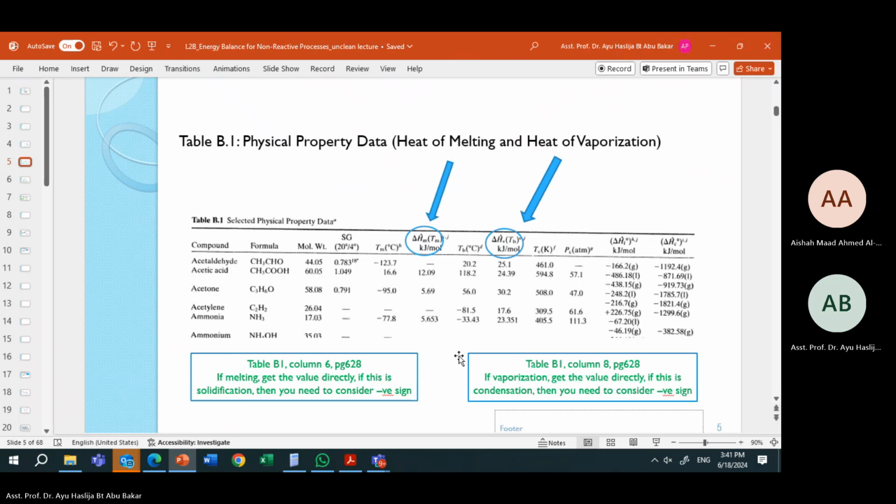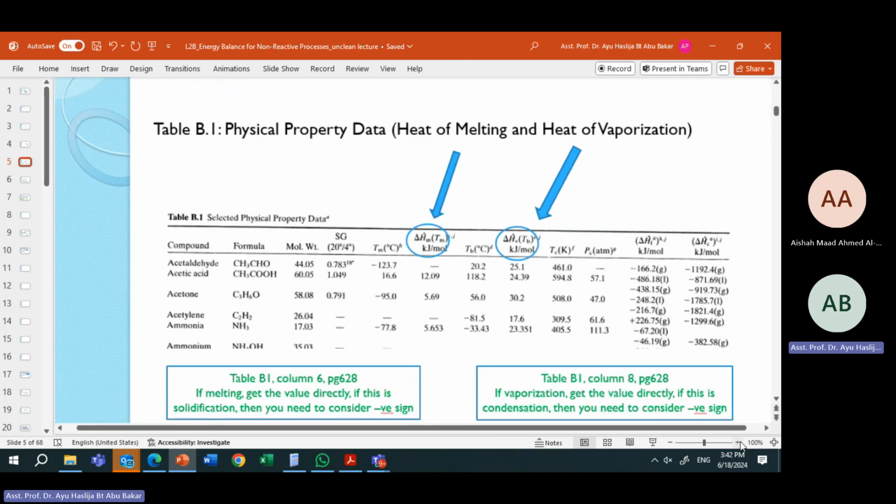Now, we have come across this from the example in Table B1, where from Table B1 you can extract the info of melting enthalpy and heat of vaporization. So you should know where to extract the data for certain compounds: the heat of melting and heat of vaporization. This table also gives their melting temperature and boiling temperature.